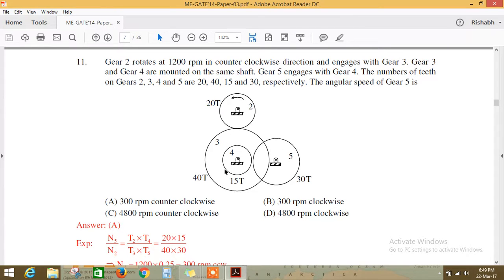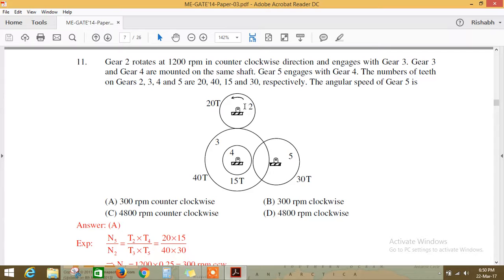This is gear 3. This bigger circle is gear 3. Gear 3 and gear 4 are mounted on the same shaft, as you can see in the figure. Gear 5 engages with gear 4. The number of teeth are mentioned in the figure itself. You have to find out the angular speed of the gear 5. So it's a very direct question.